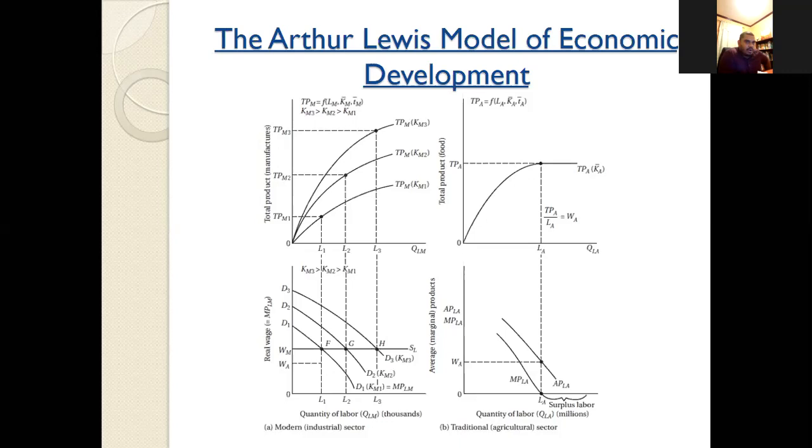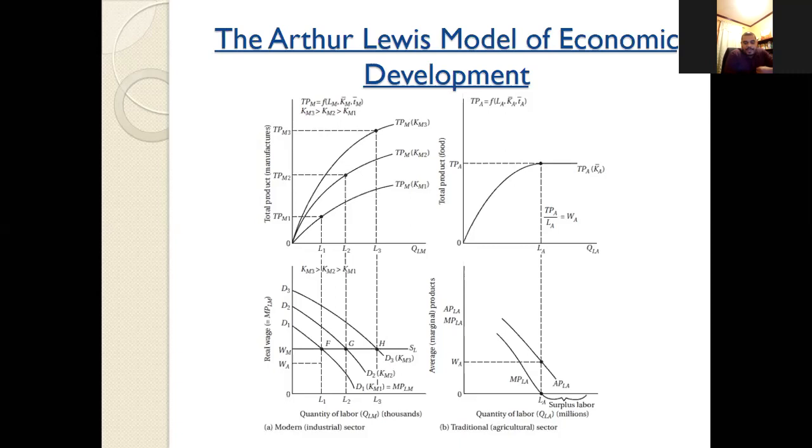Now, how does that occur? It occurs naturally because the wages which are being offered in the modern sector, in the industrial sector, are higher than that of the wages being offered in the agricultural sector. And therefore, as a result, there is what Lewis refers to as a costless transfer of labor from the agricultural sector into the modern industrial sector.